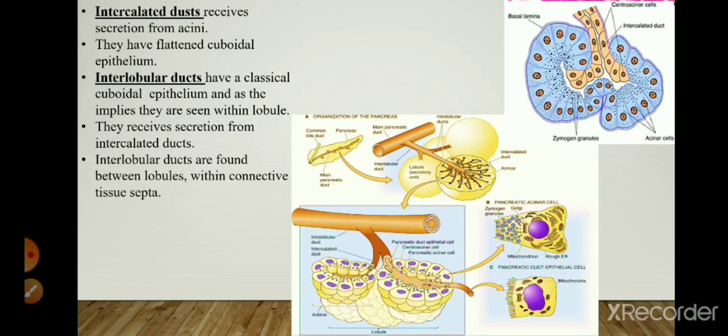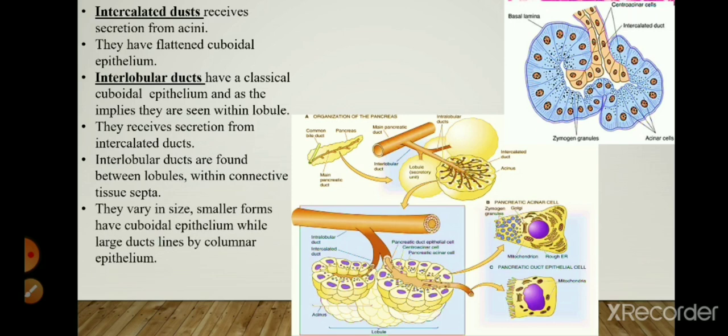Interlobular ducts are found between lobules within connective tissue septa. They vary in size, smaller ones have cuboidal epithelium, while large ducts are lined by columnar epithelium. It transmits secretion to the major pancreatic duct. There are two ducts. First is intercalated duct, another one is interlobular duct.